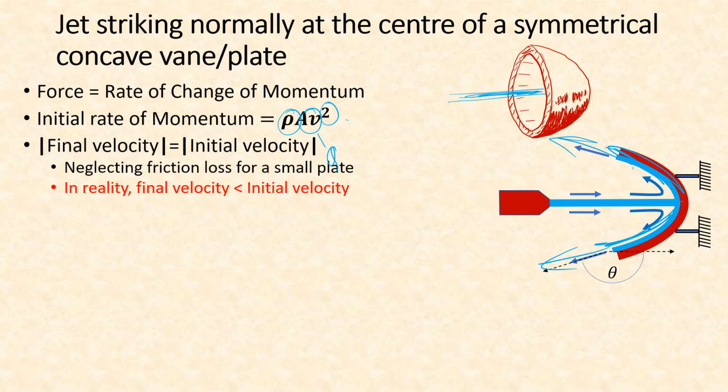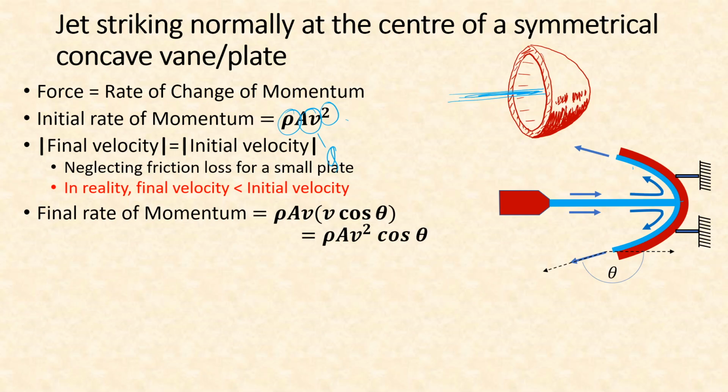But in reality, the final velocity will actually be less than the initial velocity. But that leads to slightly longer equations, so we want to avoid that. We want to be satisfied with a shorter equation. Then the final rate of momentum will be rho a v, which is the mass of liquid leaving this plate per unit time, multiplied by v cos theta.